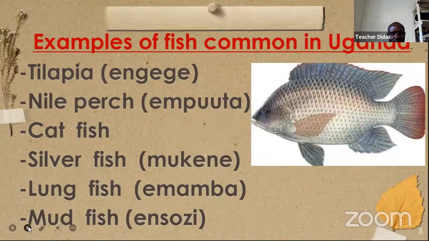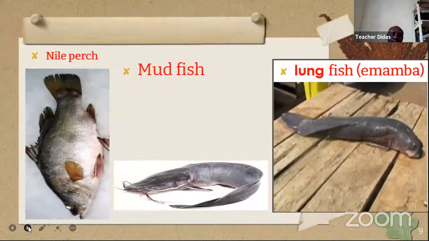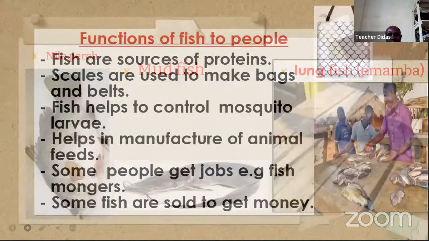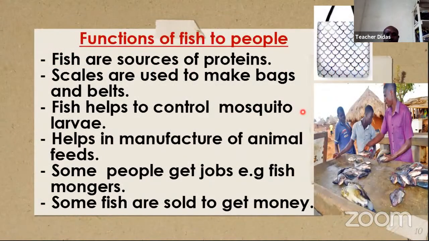Okay, let's go. So when you look at my pictures, that's how the Nilo patch looks like, what you call the mputa. The mudfish is there, that's the nsonzi. And lastly here, you can see that this is the mamba, the one they cut and fry in the evening and we enjoy together. So, these are some of the uses of fish to people.